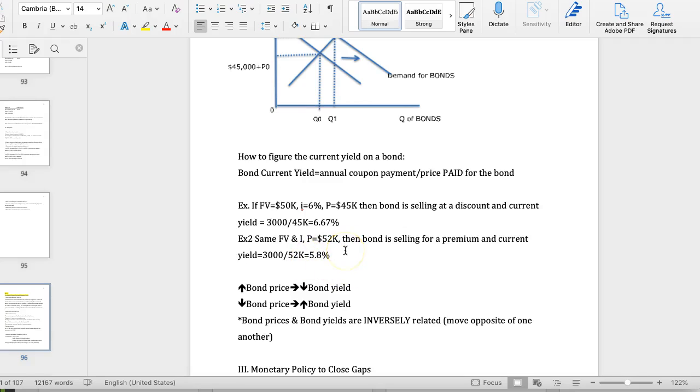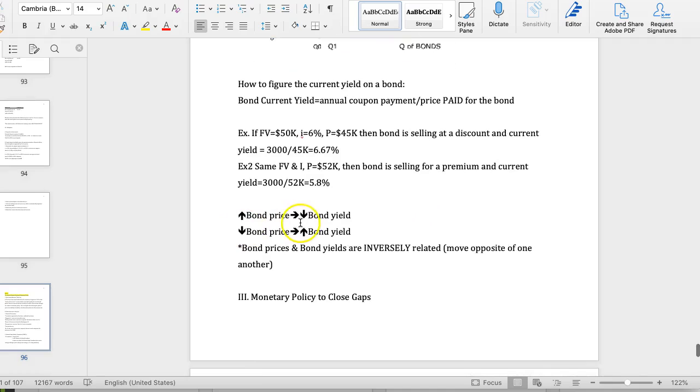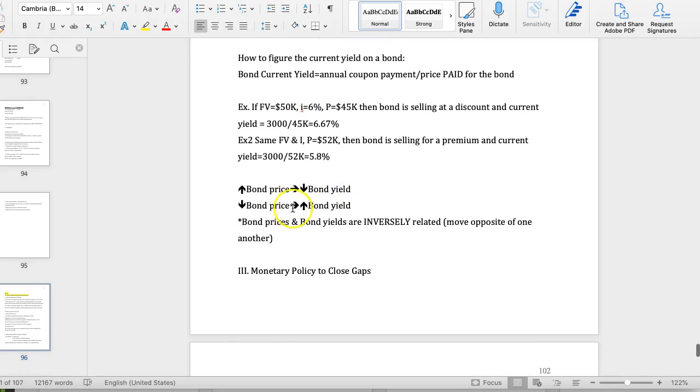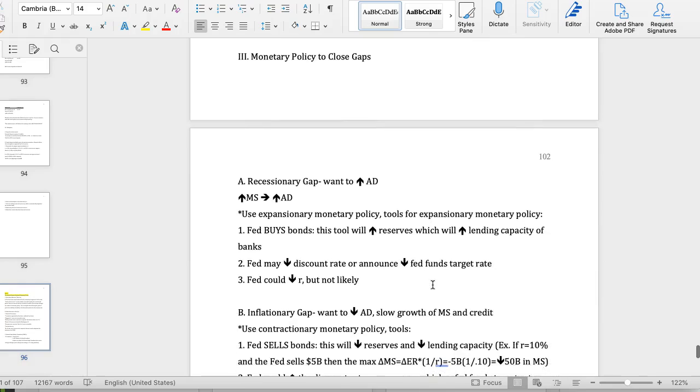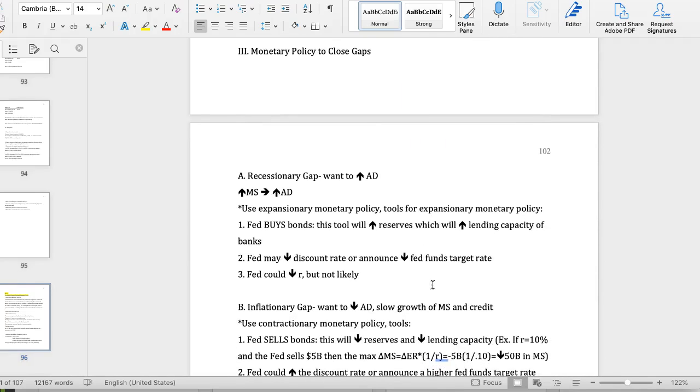And the reason for this, of course, every time you turn the coupon in, you're going to get that 6%. But at the end of 10 years, when you turn in the piece of paper, instead of getting 52 back, which is what you bought it for, you're only going to get 50 back. All right. So just remember that bond prices and yields move inversely. In other words, in the opposite directions. So if the bond price goes up, the bond yield goes down. If the bond price goes down, the bond yield goes up. They're inversely related.